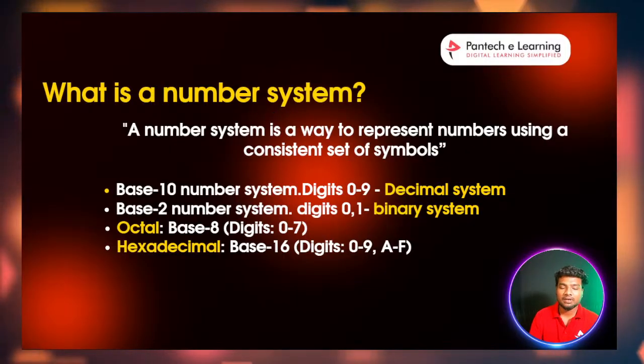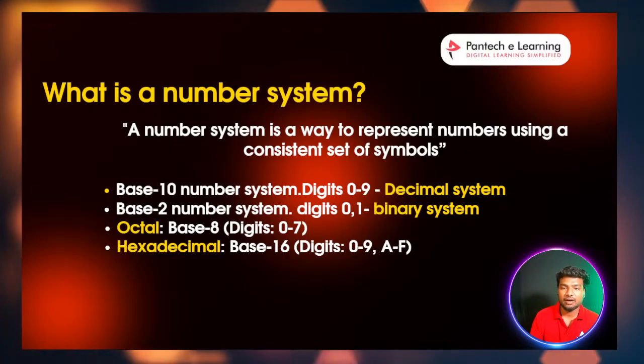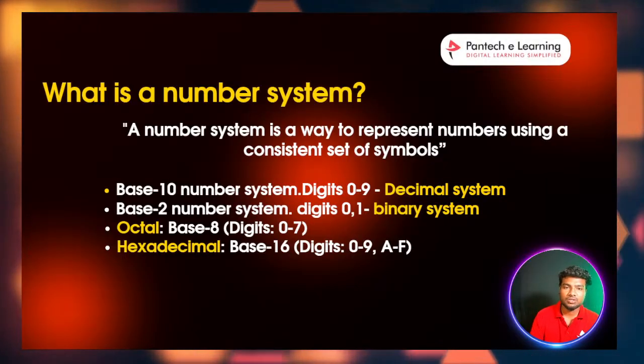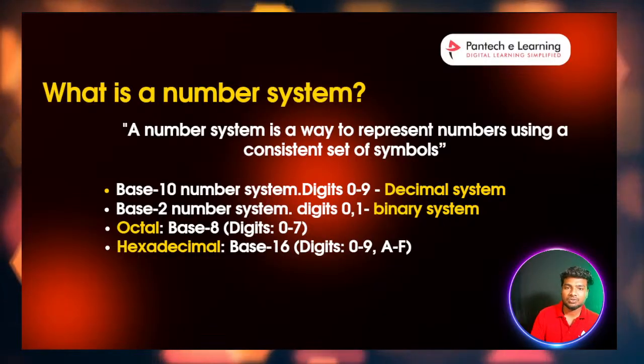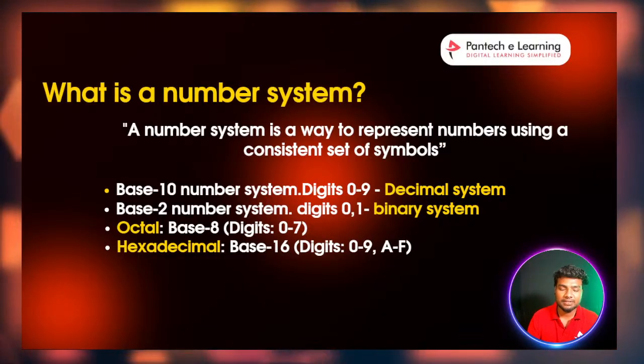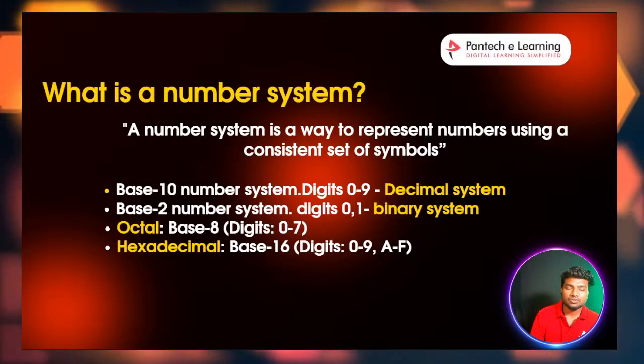So these are the number systems in digital electronics. There are 4 types: decimal, binary, octal, hexadecimal. Binary means zeros and ones. Decimal starts from 0 and ends at 9, and octal means 0 to 7. Hexadecimal is base 16, which means 0 to 15.